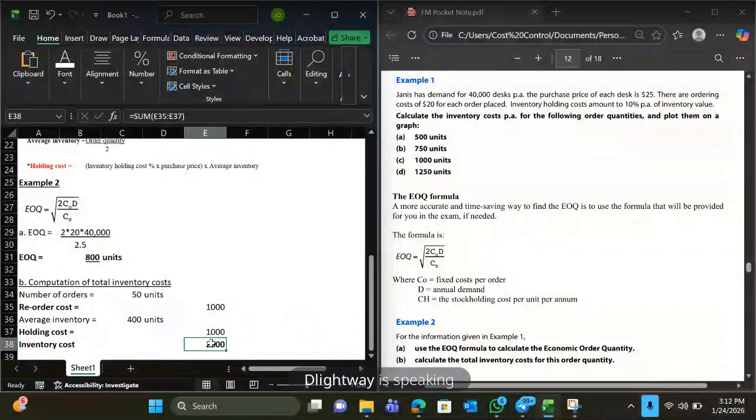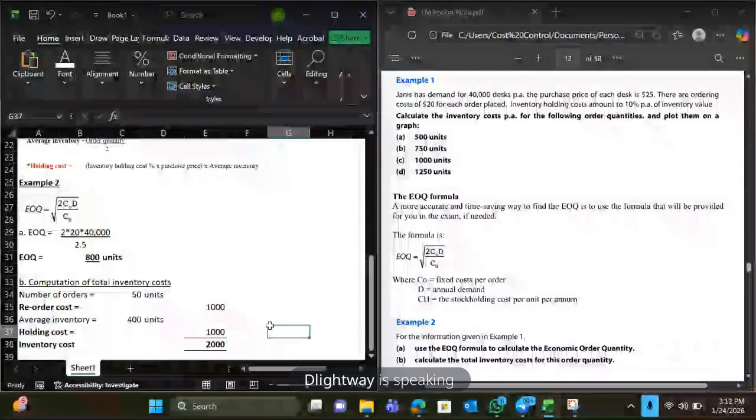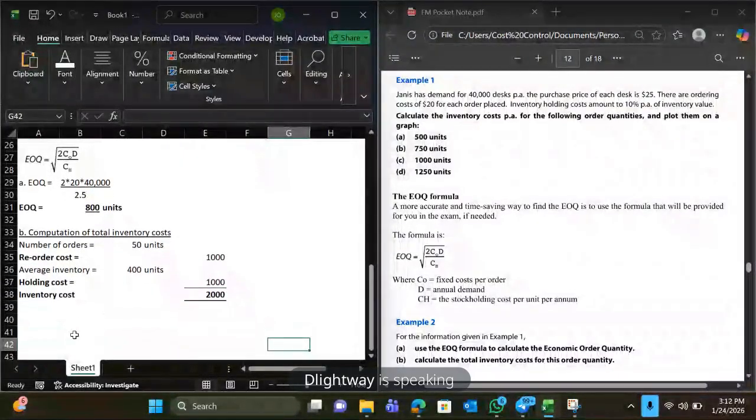All right. So addition of both of them, our reorder cost and our holding cost, will give us our total inventory cost, which is 2,000. So that's basically what that question is asking us to do.